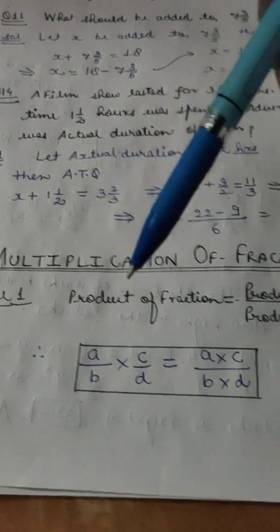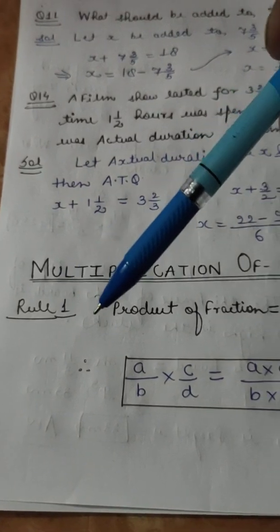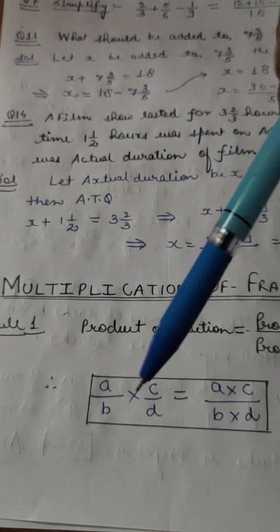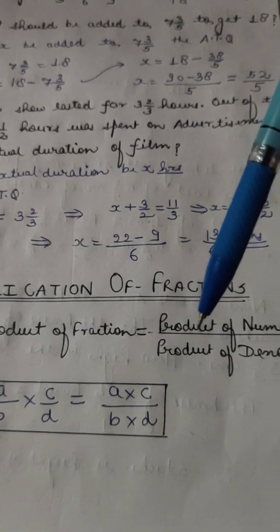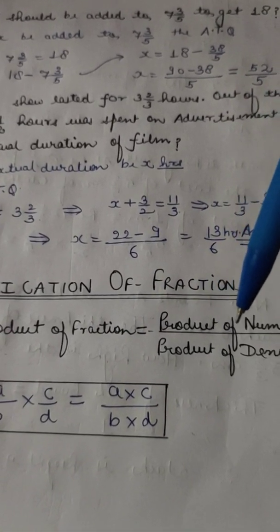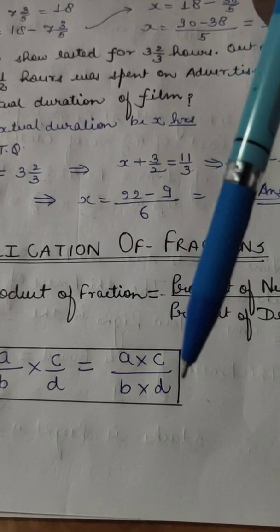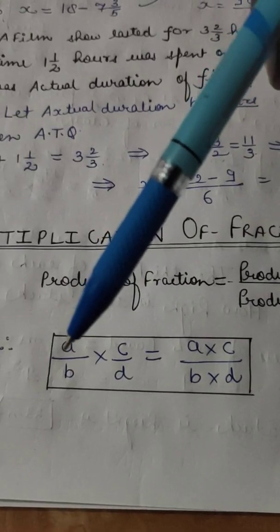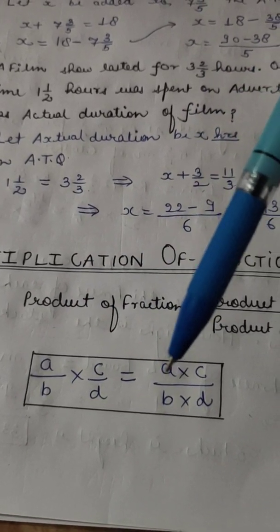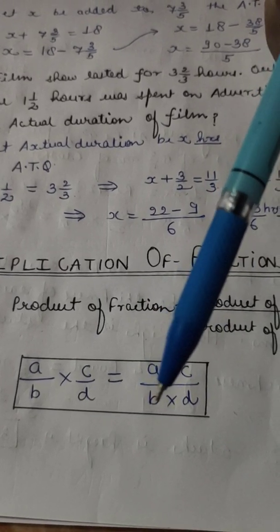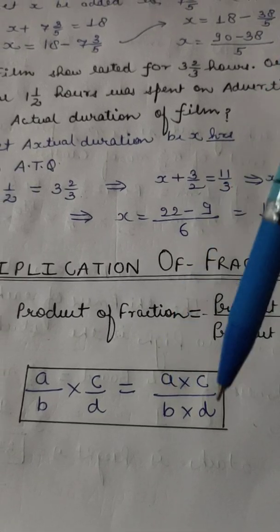So class, our next topic is multiplication of fractions. Rule number 1 says that if we have to multiply two fractions, then we have to multiply their numerators and we have to multiply their denominators. For example, a by b and c by d are the two fractions. We have just multiplied their numerators and multiplied their denominators. This is our required result.